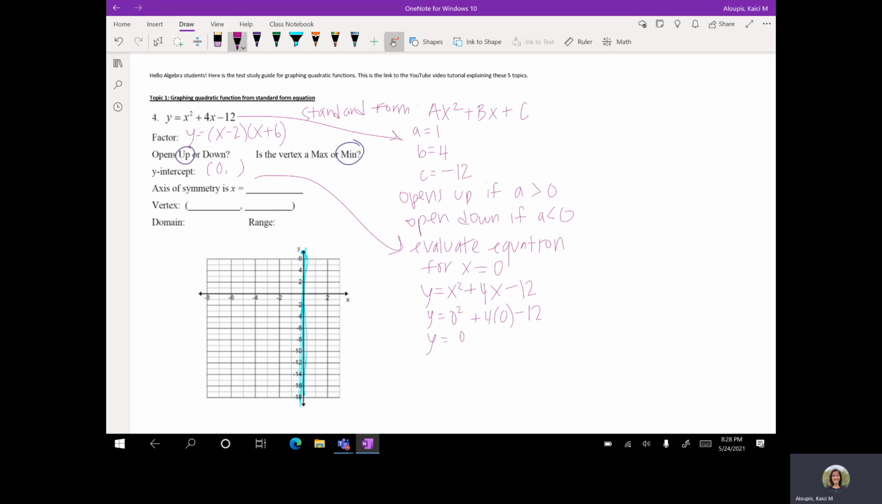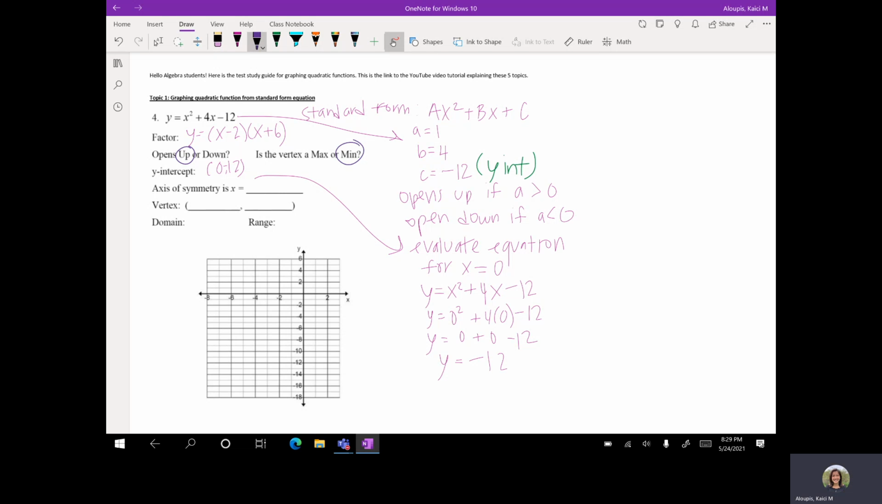Y equals 0 squared is 0. 4 times 0, anything times 0 is 0. So we have 0 add 0, subtract 12. The shorthand way to know what the y-intercept is when we have a standard form equation like we do for number 4 here, it's the c value. This c value here is the y-intercept. So our y-intercept is at 0, -12.